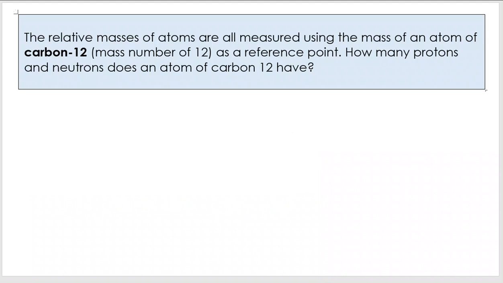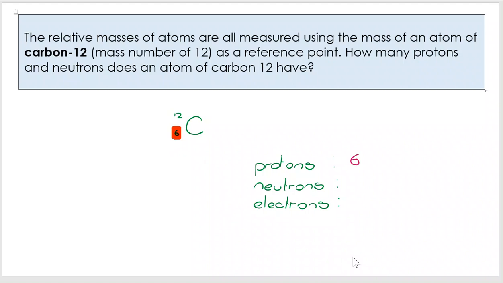And again, this is an opportunity to review work that was done back in the atomic structure topic. So carbon-12 has a mass number of 12. So how many protons, neutrons and electrons does it have? Well, this is what it looks like on the periodic table. We've got a small number and a large number. The small number is the atomic number, which is the number of protons. So carbon has 6 protons.